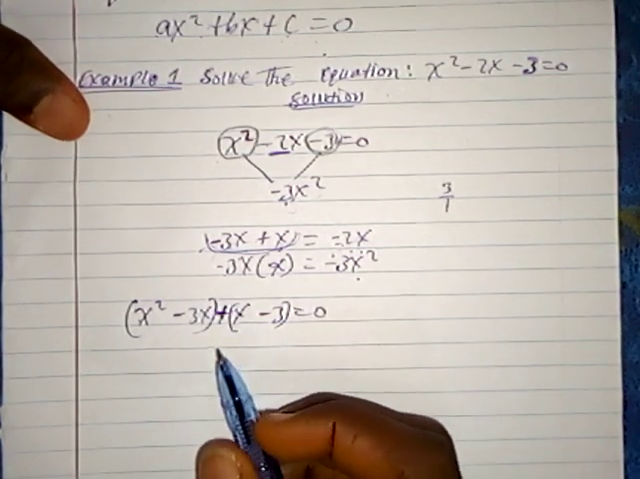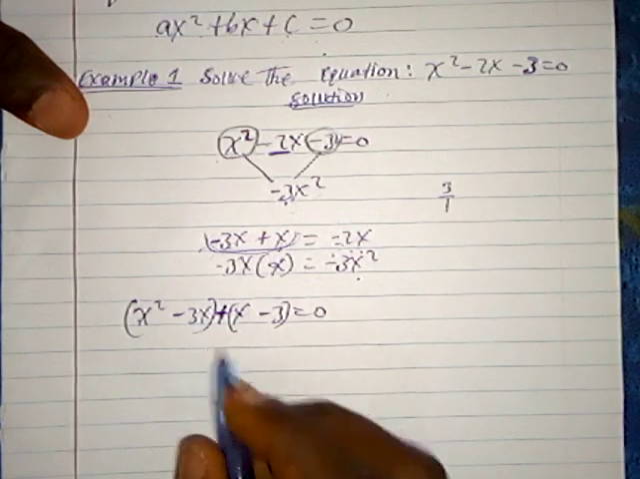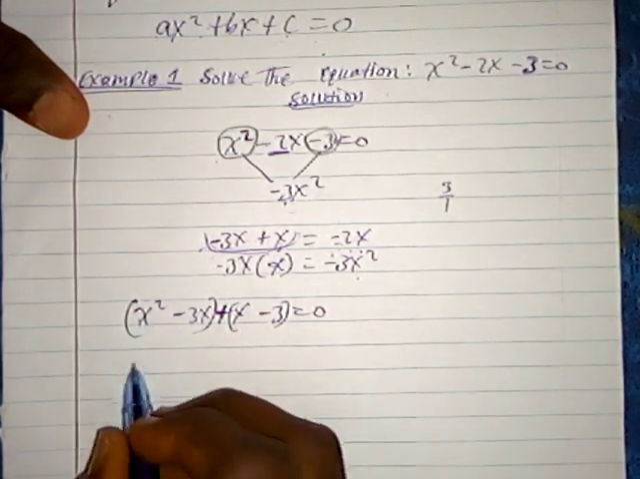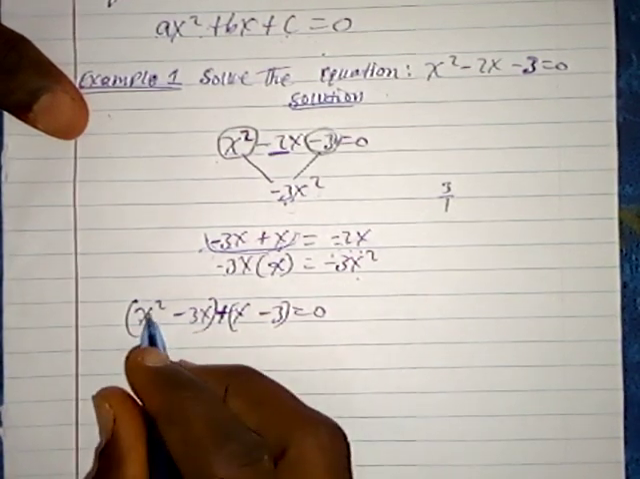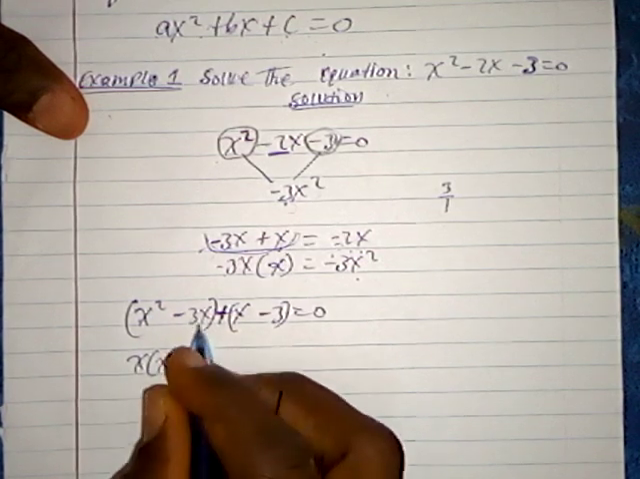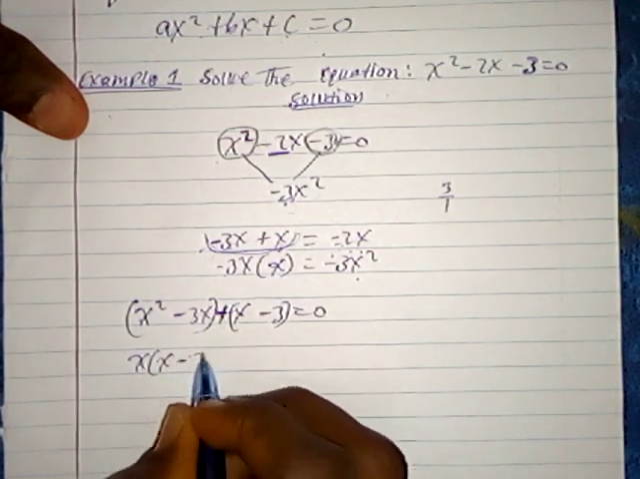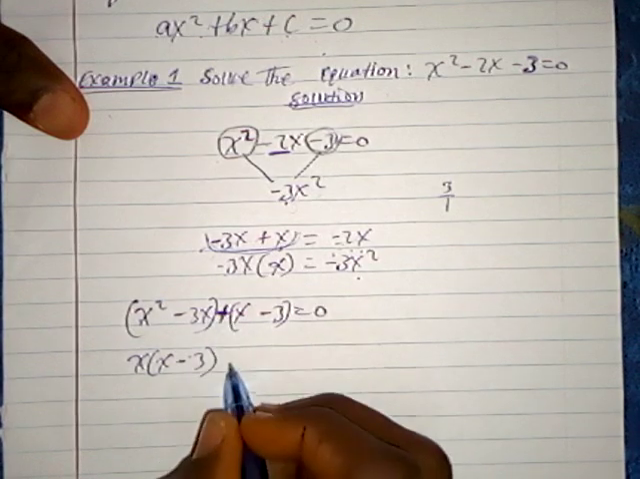What are we going to do? In each bracket, we are going to find the common factor. The common factor for this bracket is x. x into x squared is x. x into 3x is just 3, right? What is this? Is plus.